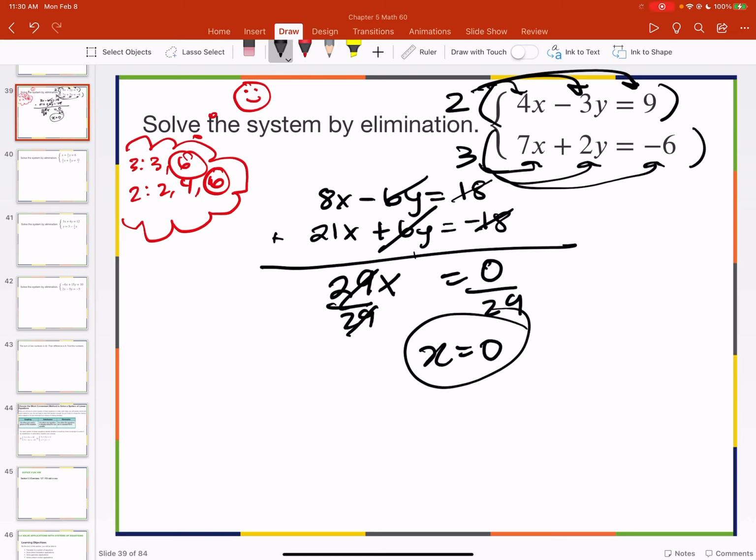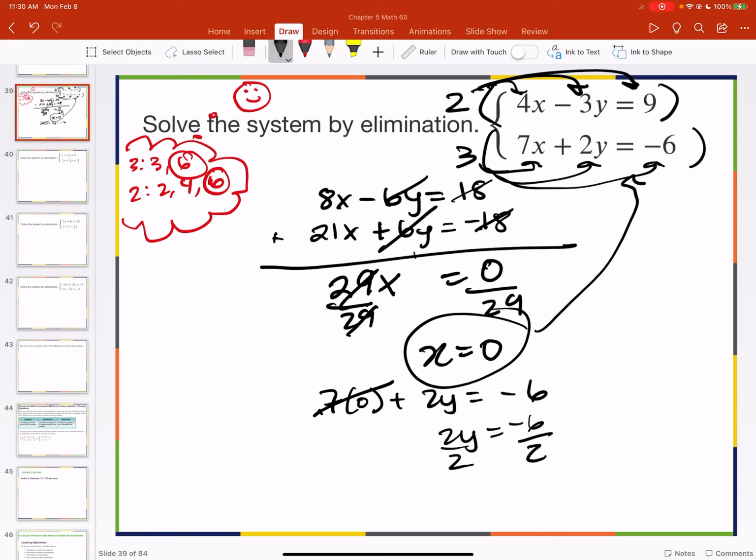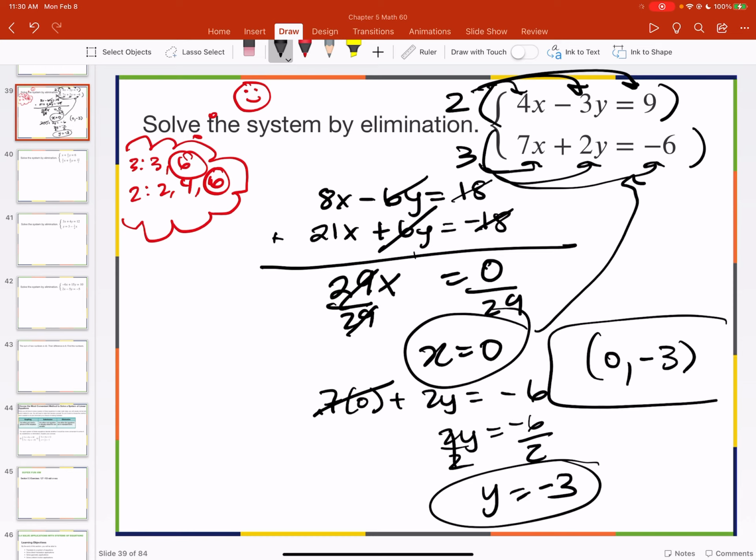Plug it into either one to solve for y. I'm going to plug it into the second one. So 7 times 0 plus 2y is equal to negative 6. That's canceled out. So then I just get 2y is equal to negative 6. Divide by 2, and y is equal to negative 3. And that's it. 0 comma negative 3 is my solution.